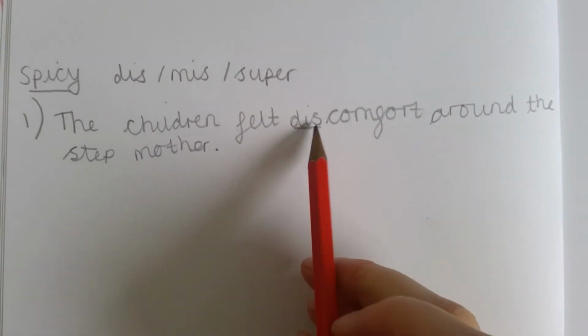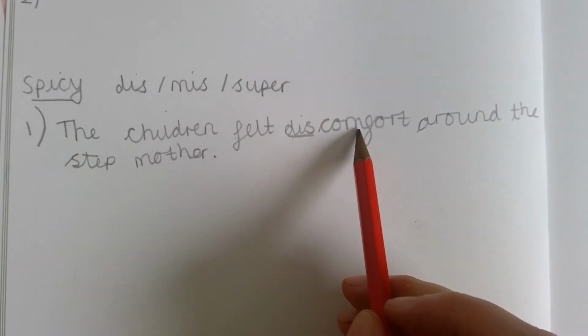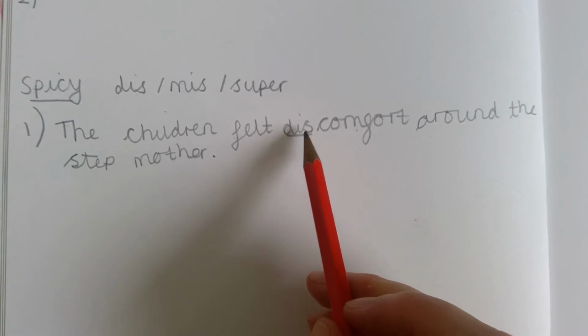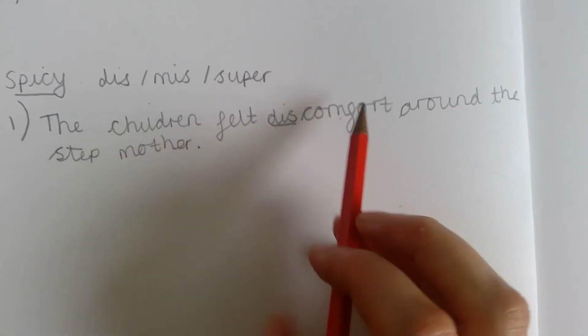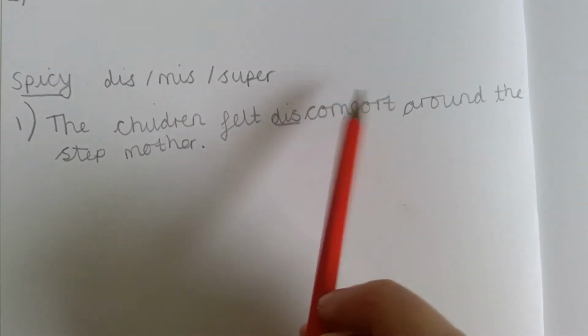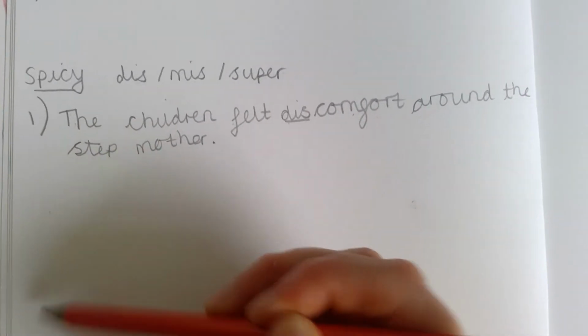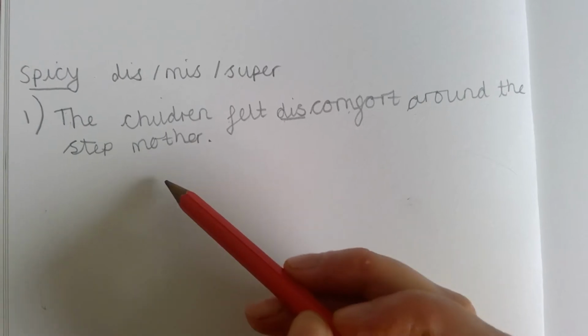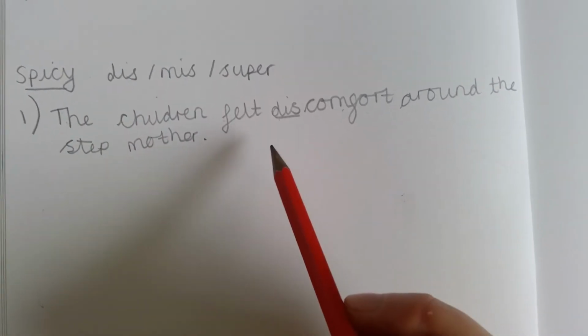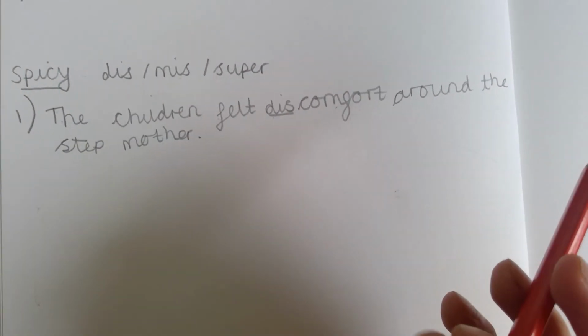Okay, so I've done exactly the same, and it is discomfort. It's the opposite of comfort, okay? And it's not miscomfort, that doesn't sound right, it's discomfort, okay? So what we'd like you to do is follow the same process for the next two. You've got three sentences, and you've got to do exactly the same process. So the first thing is write the sentence, and then put in the correct prefix.